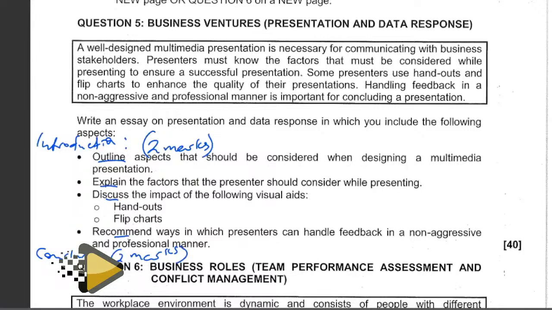So now when we move on to our body part, it means that all of these 4 points are the ones that are going to form our body. Here on the body part, we are going to discuss issues pertaining to designing the multimedia. Whenever you are designing a multimedia, first of all, you should always select the background.